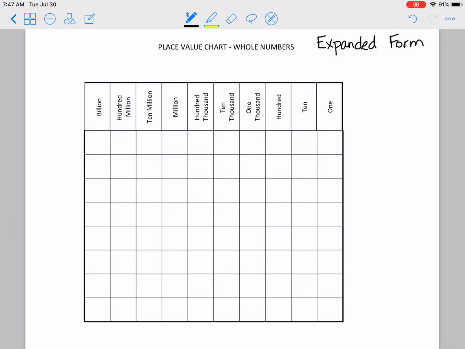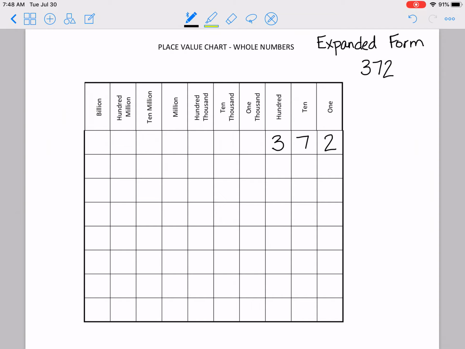Let's look at the number 372. Right now, 372 is in standard form. It's the regular way we see a number. But now we're going to expand that number into each of its place values. So I'm going to use the place value chart, and I'm going to fill the number 372 into my place value chart.